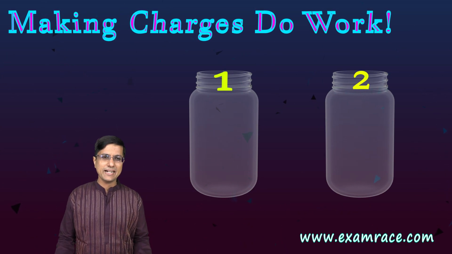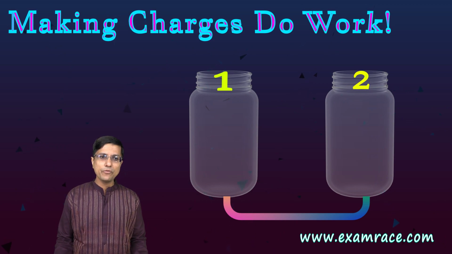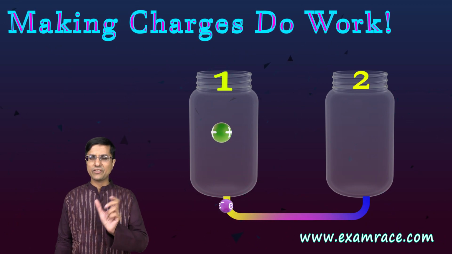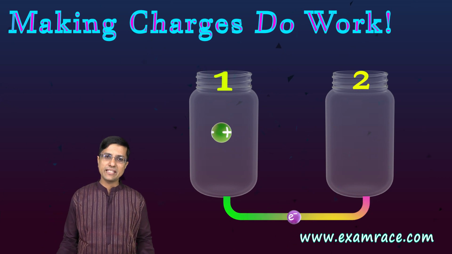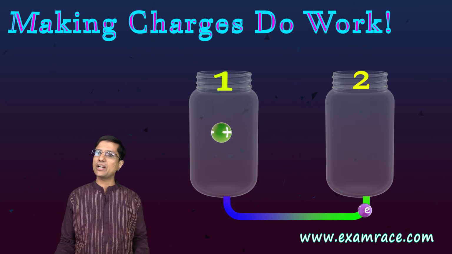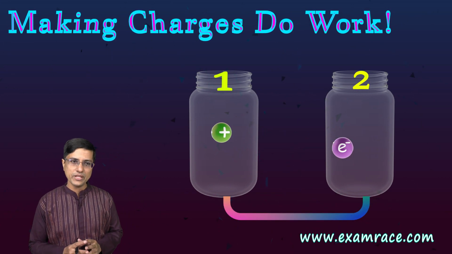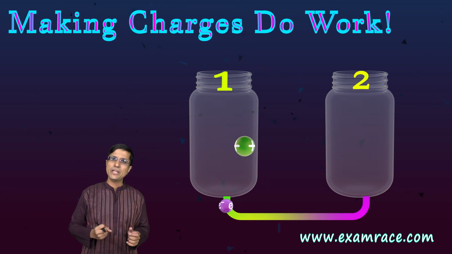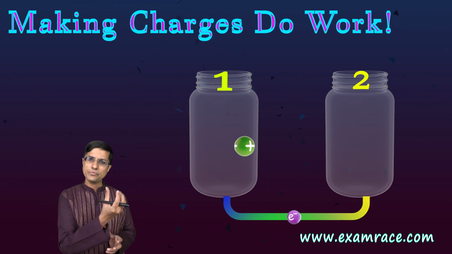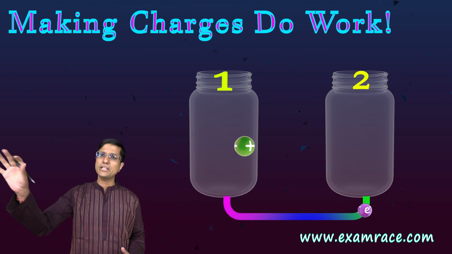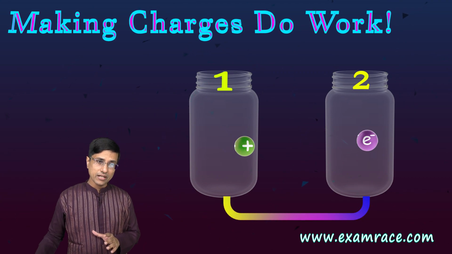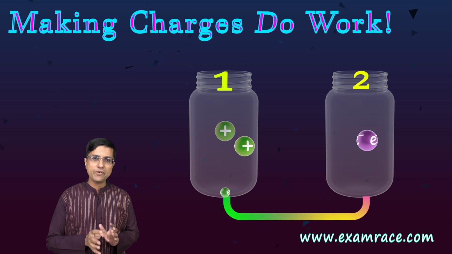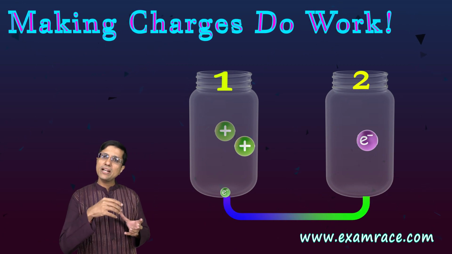As you can understand, initially when I am moving the first electron, it would be relatively very easy because there is no charge in jar 2. Jar 2 is completely empty. So the first electron I should be able to pry away from jar 1 and put it in jar 2 relatively easily. The second electron, when I am trying to do that, I would require a little bit more energy.